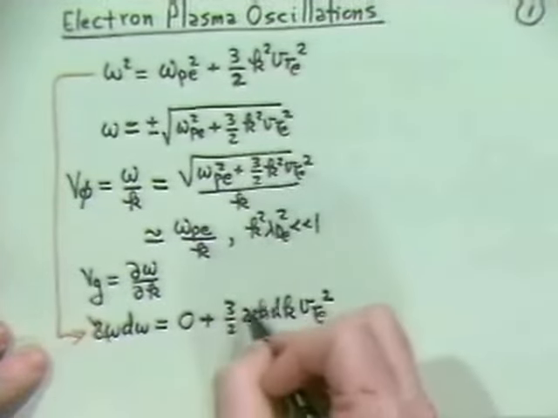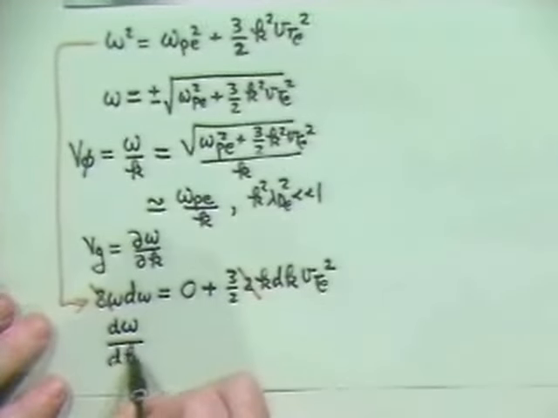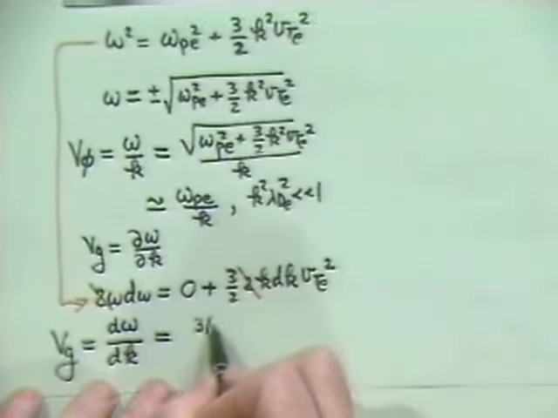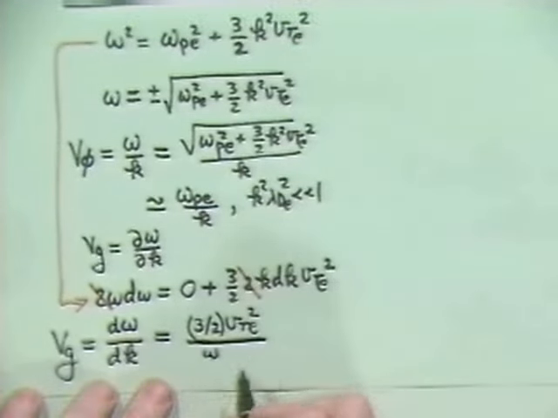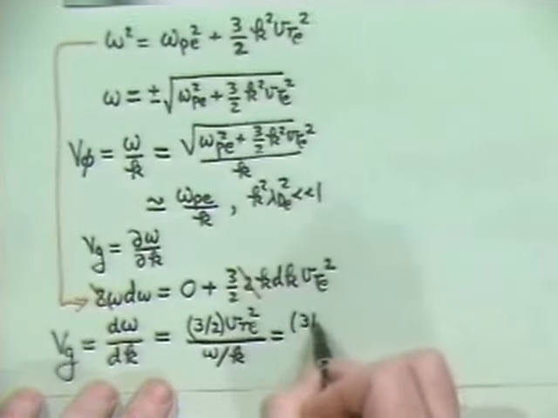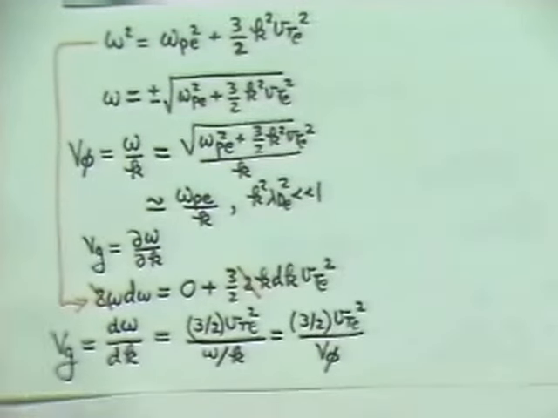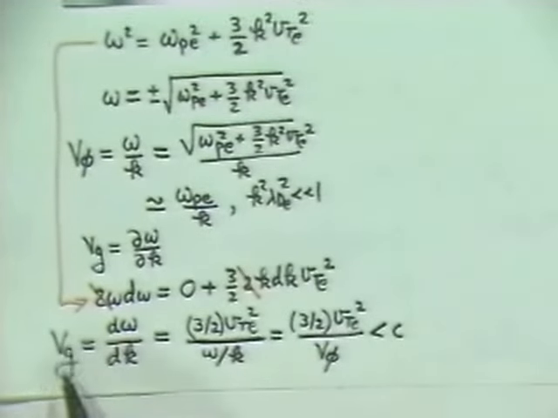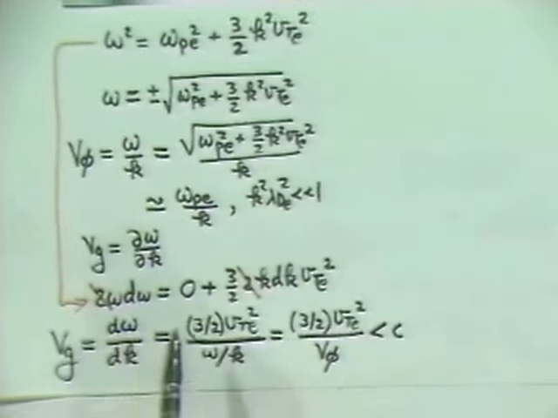If we cancel out the 2s on both sides, then we can show that d omega by dK, which is the group velocity, is equal to 3/2 times the electron thermal speed squared divided by omega over K. But omega over K is in fact just the phase velocity. So I can also write this as 3/2 V thermal E squared divided by the phase velocity. And it turns out this is surely less than the velocity of light. It's of the order of the electron thermal speed. And you remember, we had to have the group velocity, since that carries information, less than the velocity of light. We really don't care whether the phase velocity is, but it typically is.